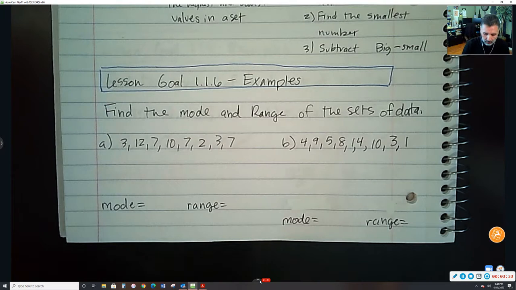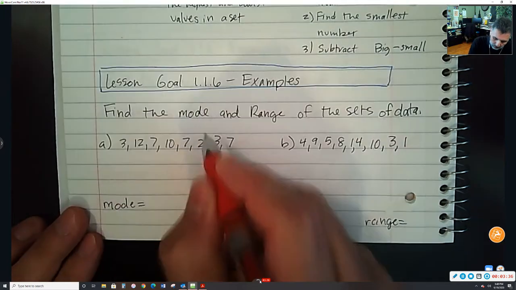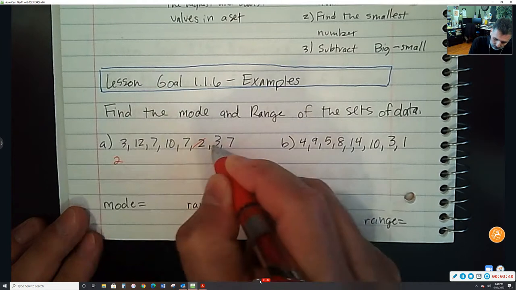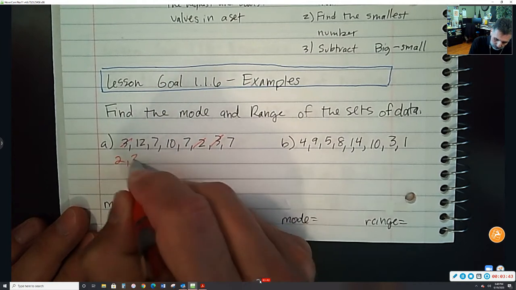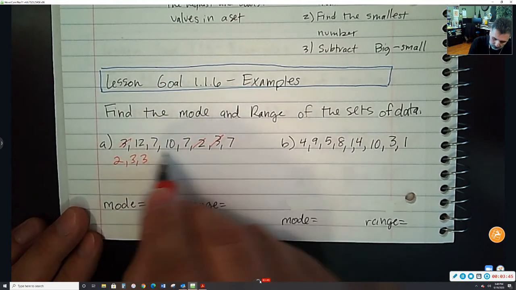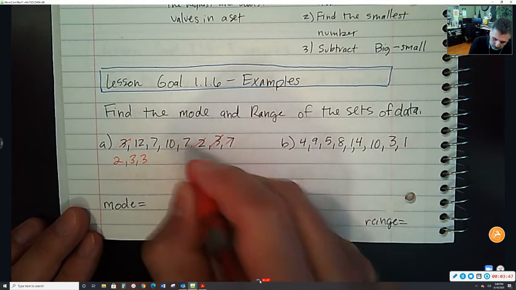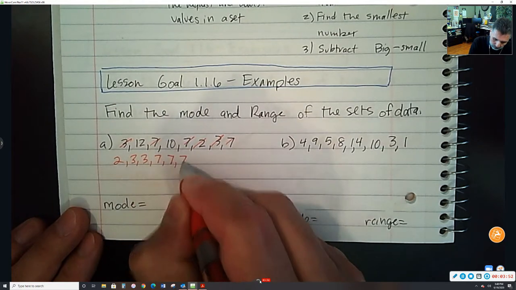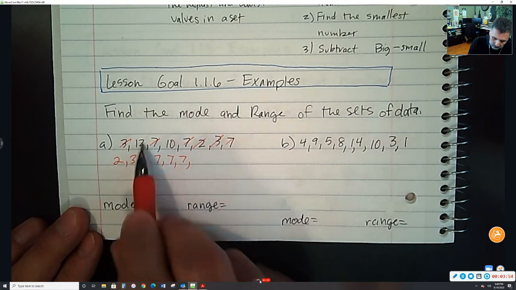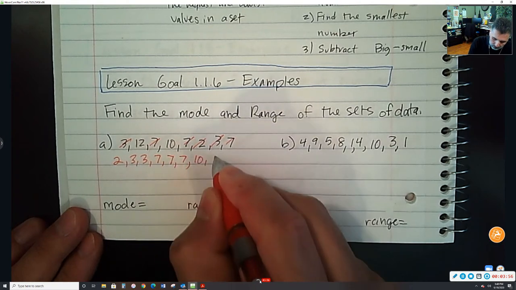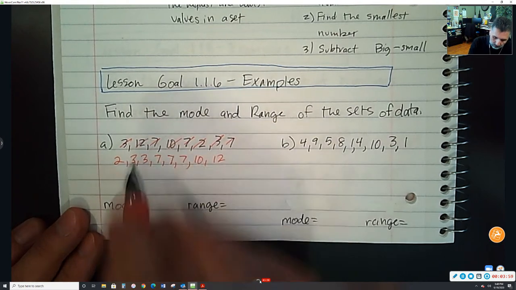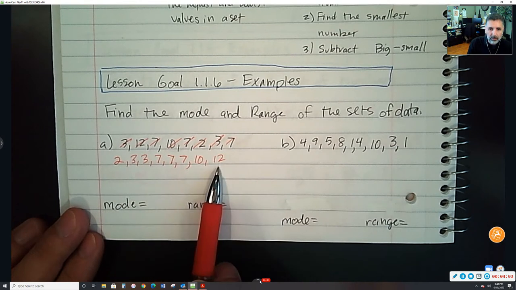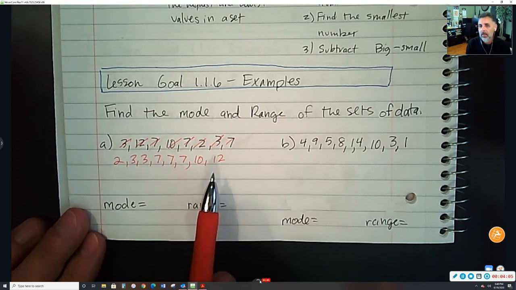You guys follow along. So again, pick out the smallest number. That's 2. Looks like there's a couple of 3s there. Then look for the next number. There's 1, 2, 3 7s, and then a 10 and a 12. Again, it's good form to cross these off as we're writing them down. That way we save ourselves some confusion.